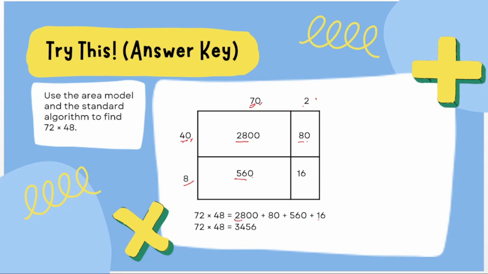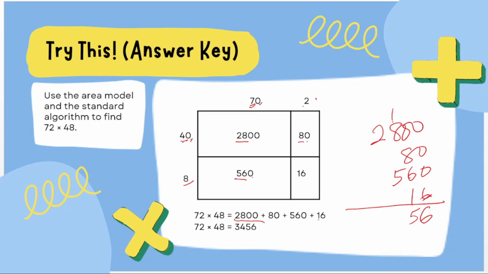So when you add all these together, let's add it here. 2,800 plus 80 plus 560 plus 16. So add this one together. This will give us 6. 0 plus 8 is 8. 8 plus 6, 14 plus 1 is 15. Then we carry 1 to this, so that is 9, 14. Then we carry 1, that is 3. So that is 3,456. I hope this is clear.